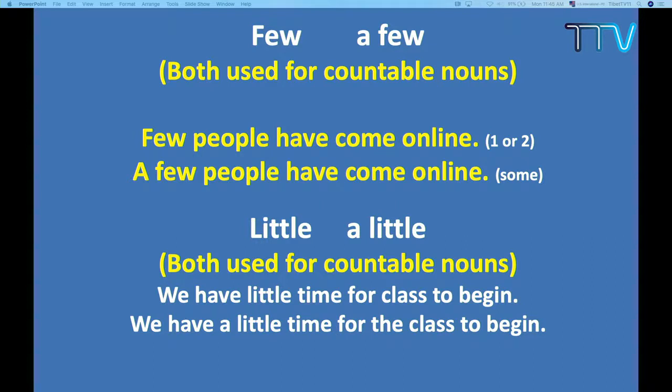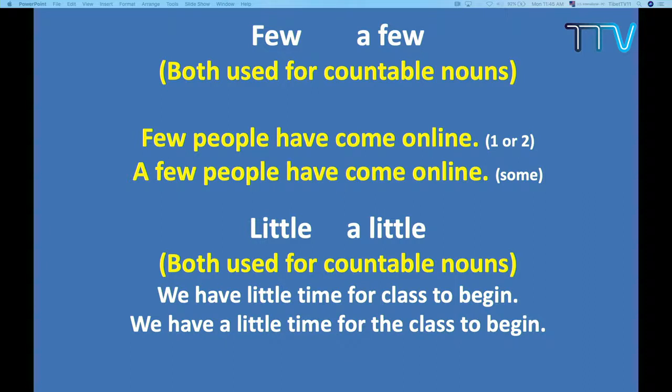Likewise, little and a little. Some kind of confusion. Both are used for uncountable nouns. I'm sorry, I made a mistake. So: I have little time for the class to begin. We have a little time for the class to begin. It is the same as few and a few. Little is negative and a little is positive. That is the only difference.